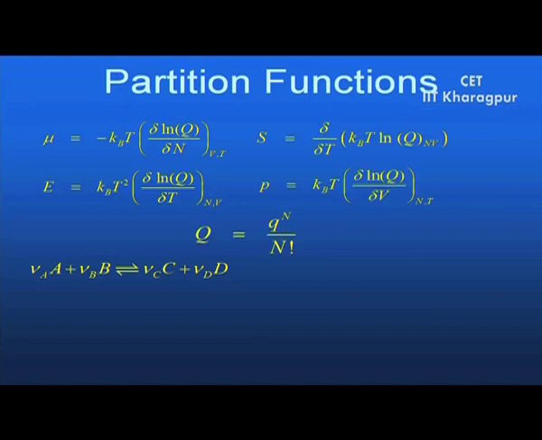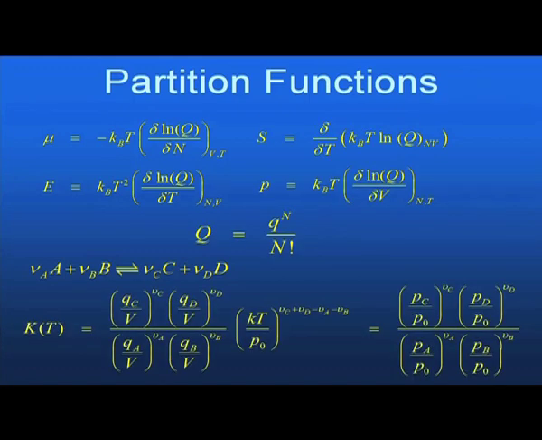Now, expressions for various thermodynamic quantities. Chemical potential has this expression, where Q is the total partition function, at constant volume and temperature. Here it is constant volume and number. P has this expression. Internal energy has this expression, where Q is Q to the power N by N factorial, as I mentioned earlier.